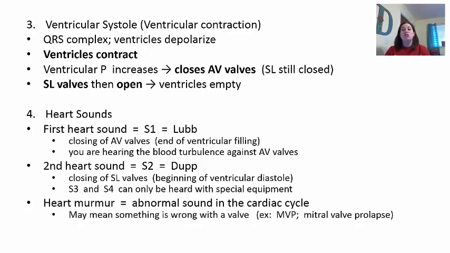However, if these valves do not close properly, we see that heart murmurs can occur. This is an abnormal sound in the cardiac cycle. This may mean that something's wrong with the valve where they're not closing properly. We can call this mitral valve prolapse, or MVP. It could have been due to rheumatic fever, where it attacked the valves so they can't close. And then their heart's going to sound a little bit different. You're not going to necessarily hear the lub dub as well. You're going to hear some backflow of that blood because those valves are not closing.